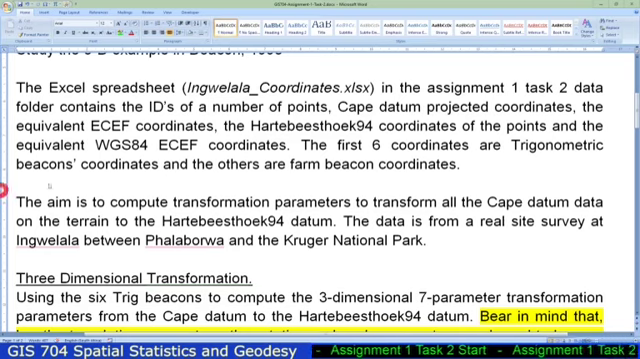I want to show you today how to start task 2 of assignment 1. And the assignment looked something like this. It was the Excel spreadsheet you got with Cape Titan coordinates and Hartbees Hoek coordinates, and you've also got the ECEF coordinates, so you don't have to worry too much about those.